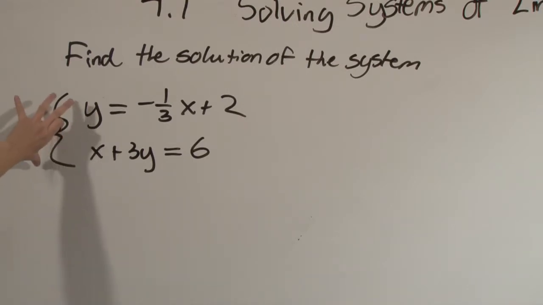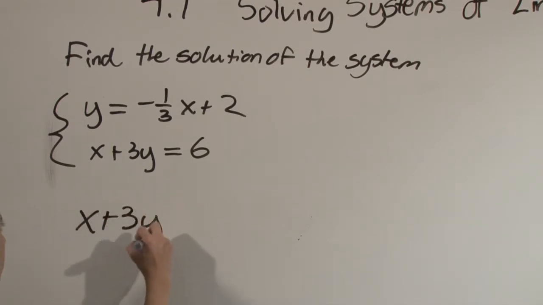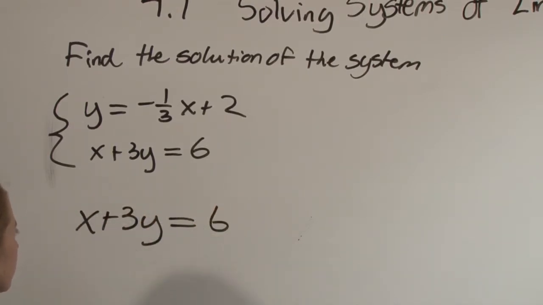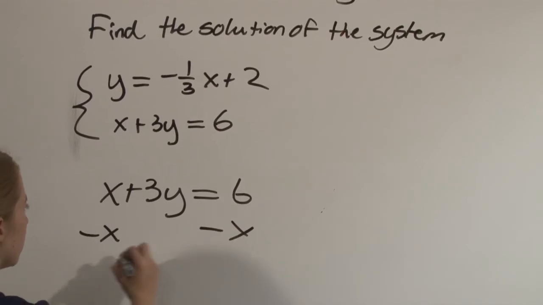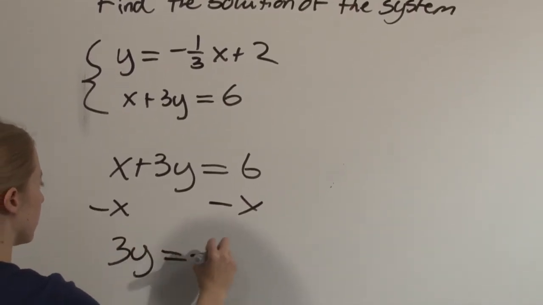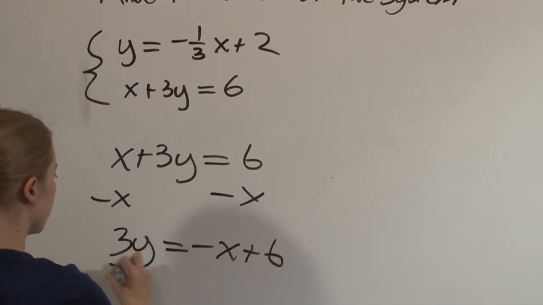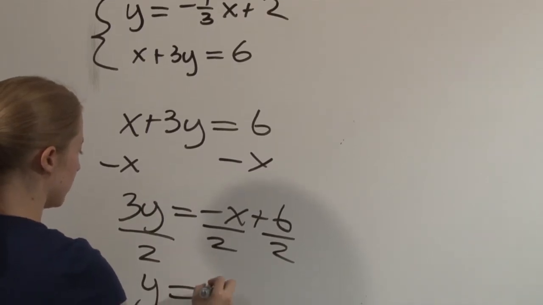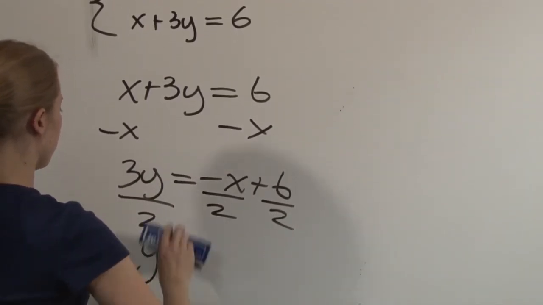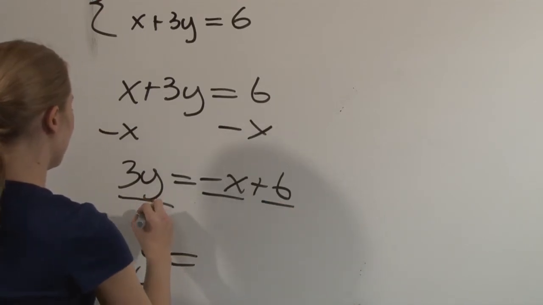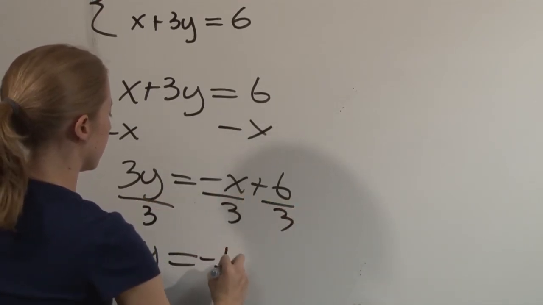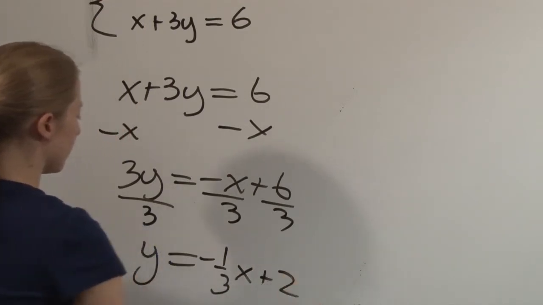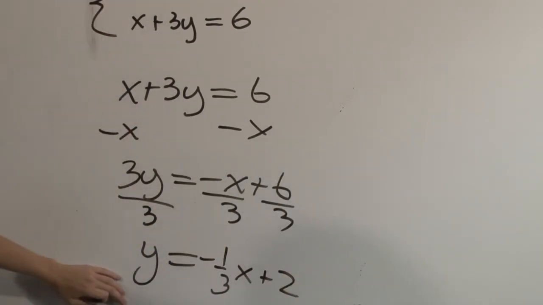So here's a system of two equations. One's in slope-intercept form and one's in standard form. So I'm going to take the one that's in standard form and convert it into slope-intercept form by solving for y. And look what happens when I finish solving the equation. That should have been divided by 3. I get the exact same equation I had before.